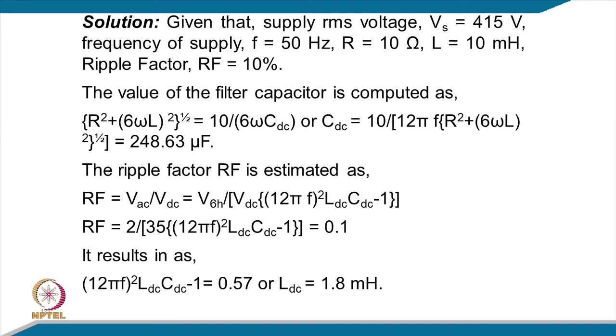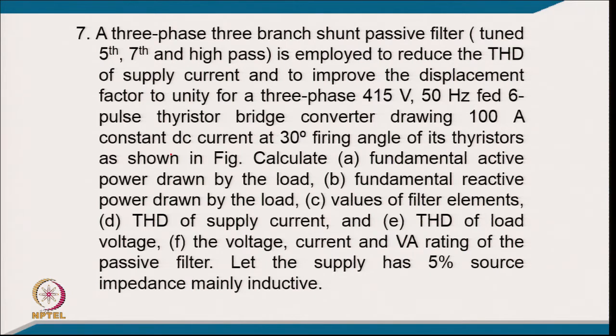Keeping the value, we get the CDC value typically of 248.63 microfarad, and the ripple factor is estimated from the given value of 0.1. So, you can find the value of LDC from this ripple factor relation, LDC equal to 1.8 millihenry.